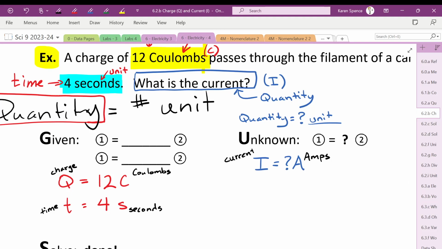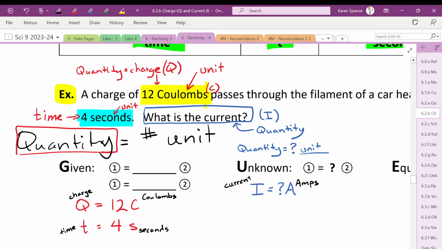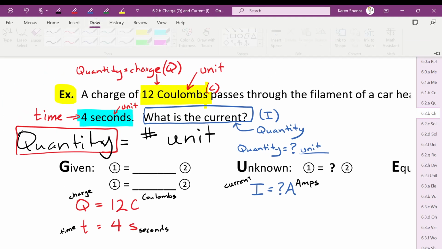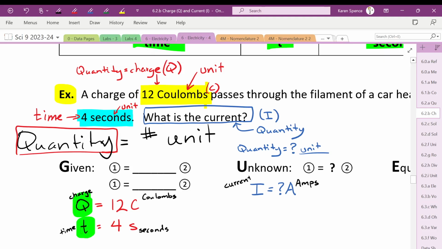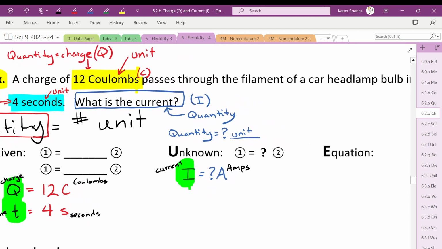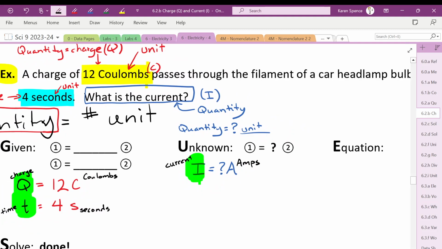GUESS. What comes after U? Unknown. GUESS, G-U-E. What does E stand for? Equation. And you're going to say, I've got me some Q and some T and some I. I need a formula that relates Q and T and I. Do we have such a formula? Yes. What is the equation that relates Q and T and I? I equals Q over T.